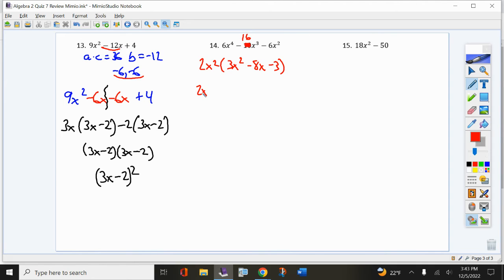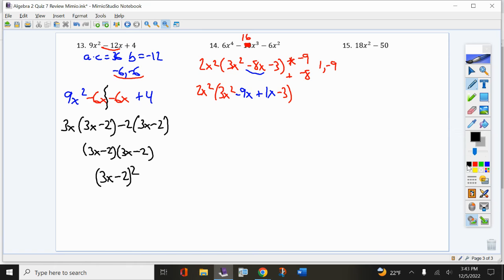I bring this 2x squared along. I'm now factoring a trinomial where a is not 1, so I'm looking for a times c, which is 3 times negative 3, so negative 9, that adds to the middle negative 8. That is going to be 1 and negative 9. So just like before, I keep the first, I keep the last, I change out the middle. So minus 8x is going to become minus 9x plus 1x. Use the 1, it's probably helpful.